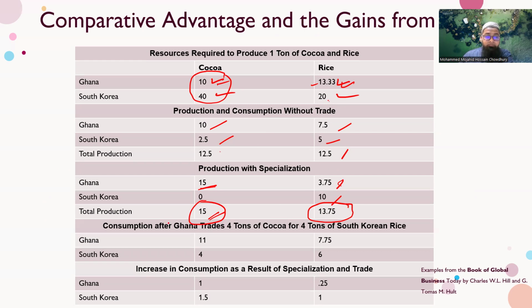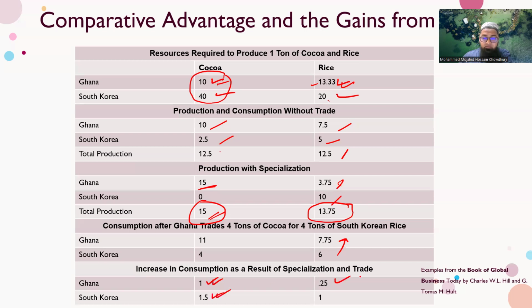Okay, so now if they divide their consumption, let's say Ghana gives 4 metric ton of their cocoa to South Korea, and also receives 4 metric ton of rice, then they could both be better off. You might think it is still not clear to you. Before going there, you still see their consumption has increased by 1 metric ton for Ghana for cocoa, and for South Korea 1.5.